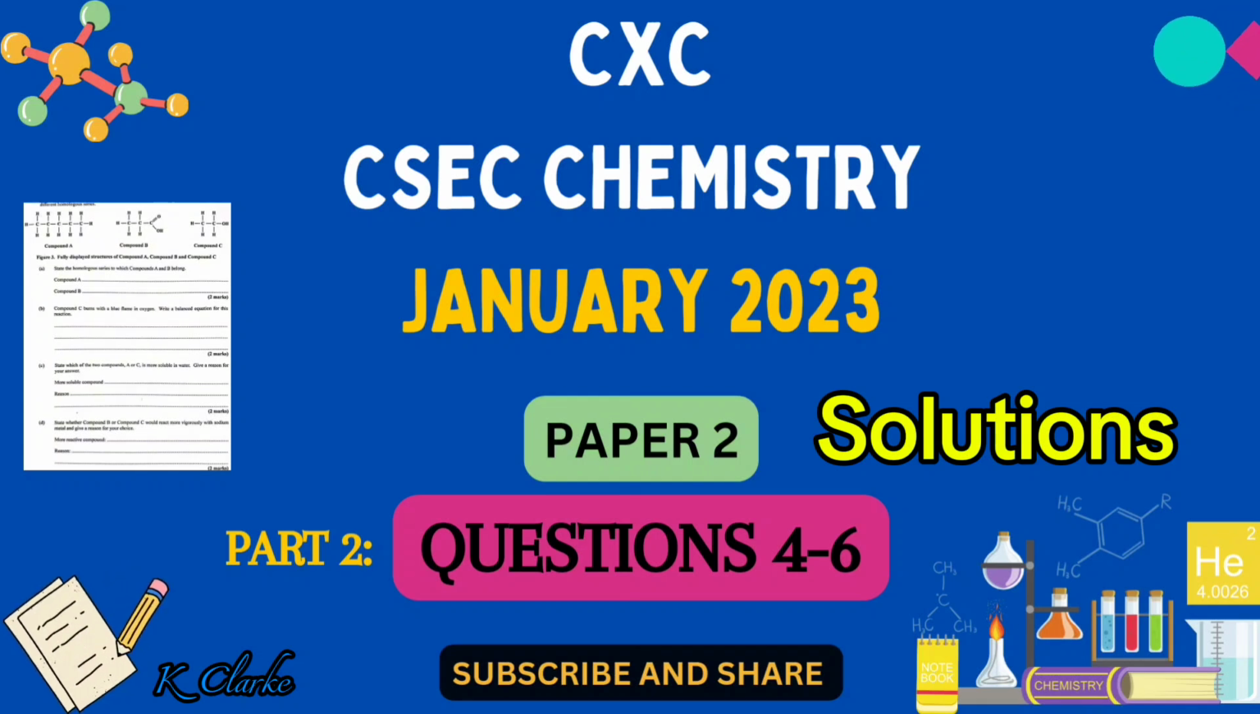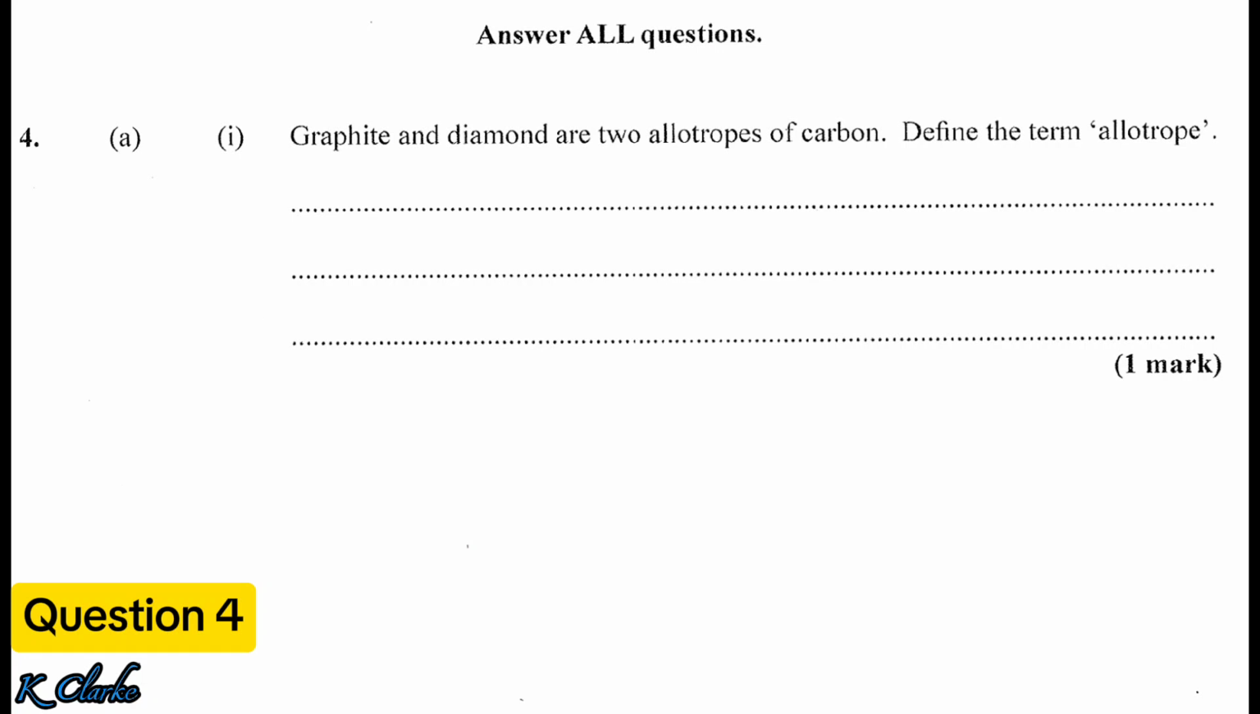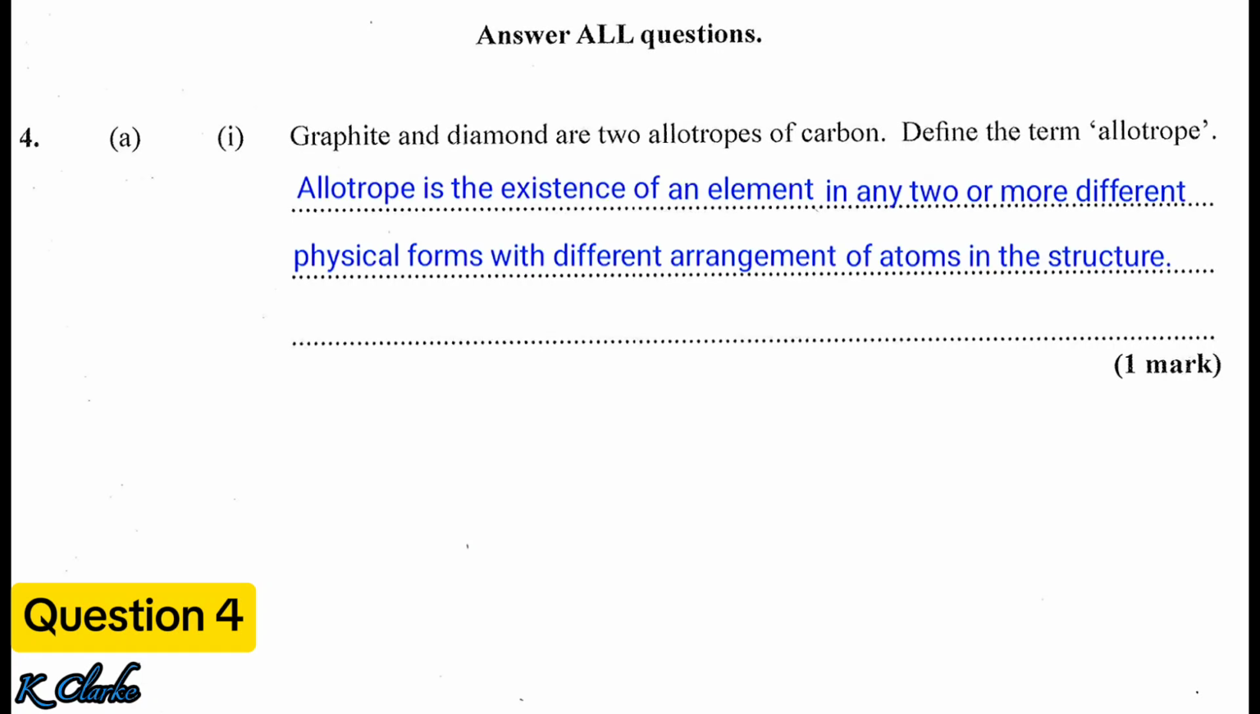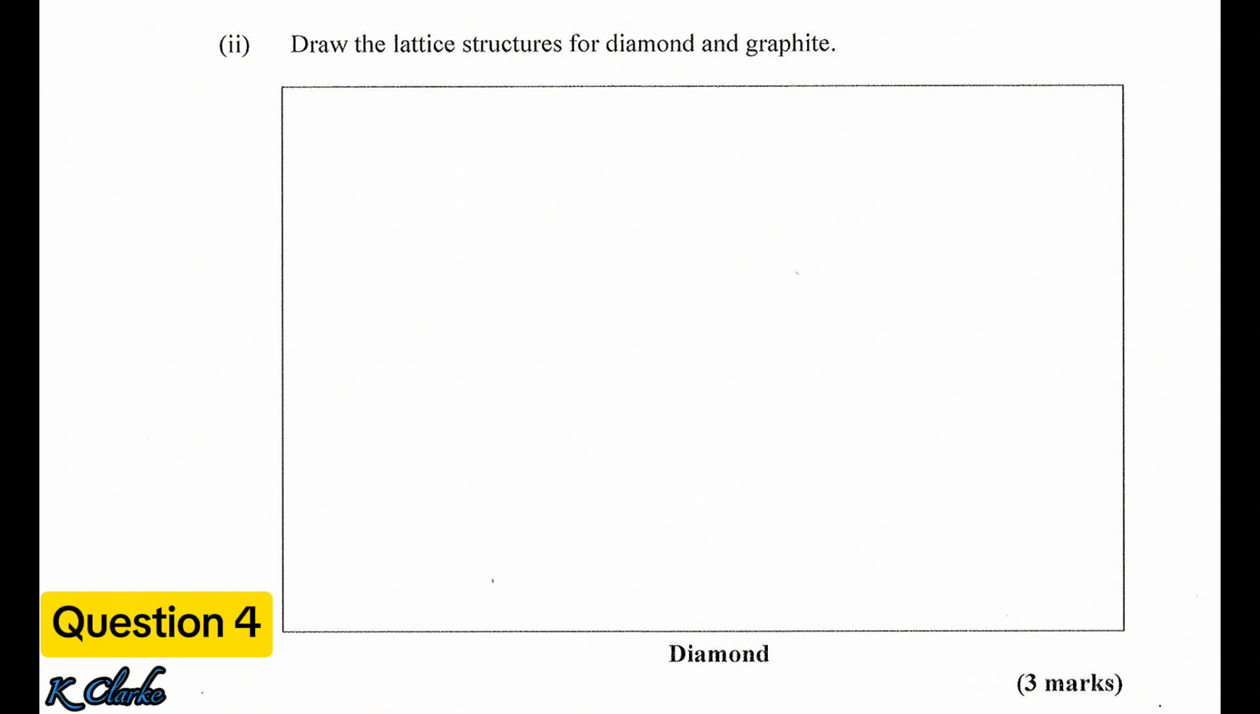Let's begin. Question 4A, Part 1. Graphite and diamond are two allotropes of carbon. Define the term allotrope. Allotrope is the existence of an element in any two or more different physical forms with different arrangement of atoms in the structure.